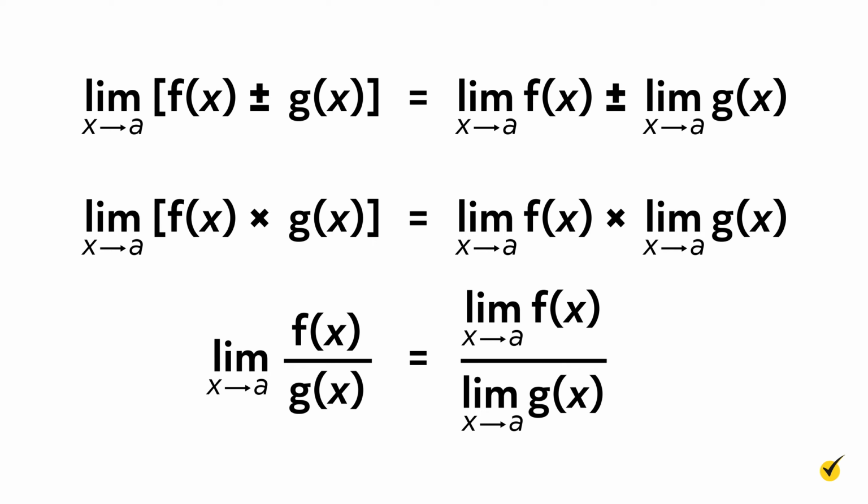We express these properties mathematically by saying that the limit of f times g is equal to the limit of f times the limit of g. And the limit of f over g is equal to the limit of f divided by the limit of g. Note that for the division property, both g of x and the limit as x approaches a of g of x must not be equal to 0.